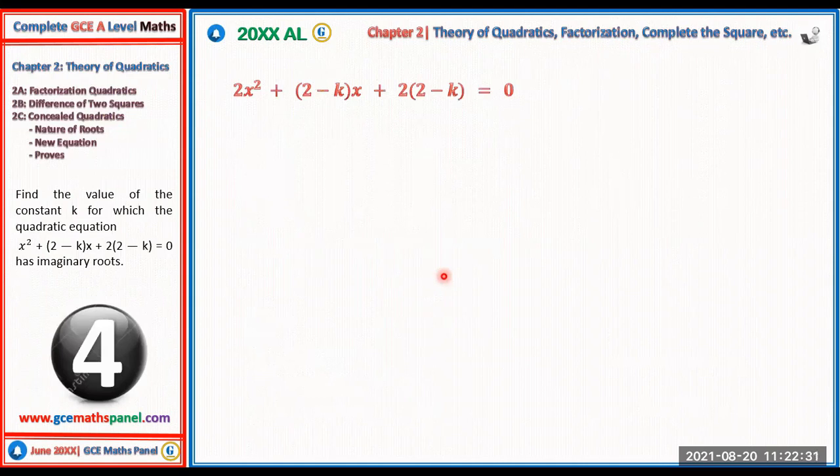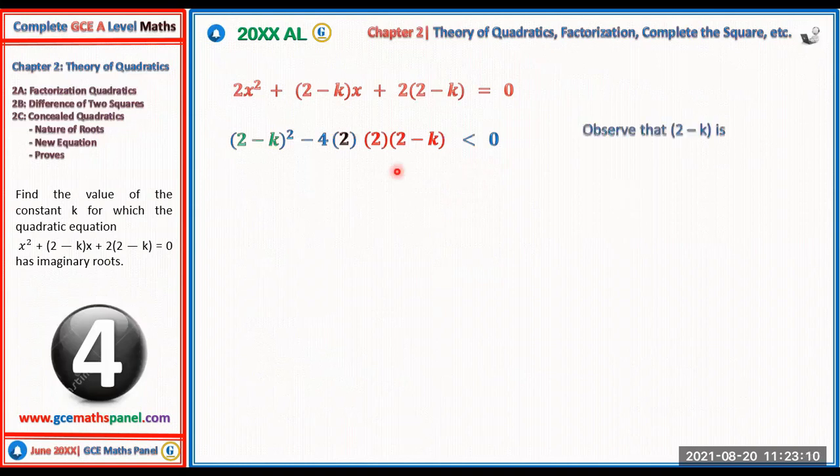The discriminant must be negative, or the discriminant must be less than 0. So our b squared minus 4ac should be strictly less than 0. So at this point, we have our b squared. This is b, 2 minus k squared, because this one is already in general form, minus 4 times a, our a is 2, times our c is 2 into 2 minus k. This should be strictly less than 0.